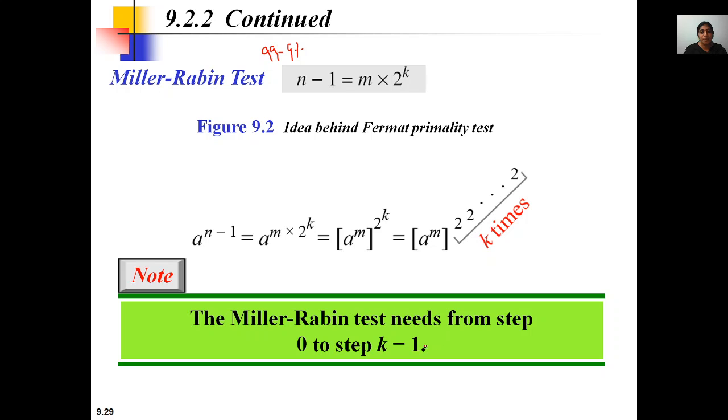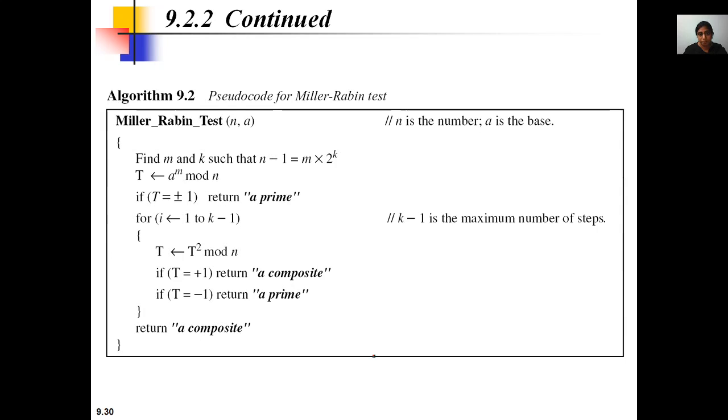So the Miller-Rabin test goes from step 0 to step k minus 1. Here we are going to find out the test. We take n as the number and a as the base value. And we need to find values such that n minus 1 is equal to m into 2 power k.